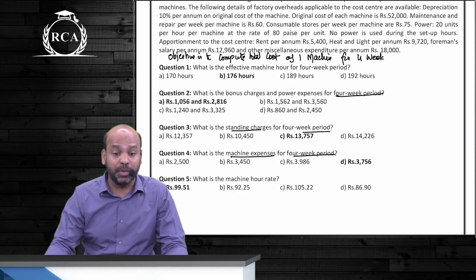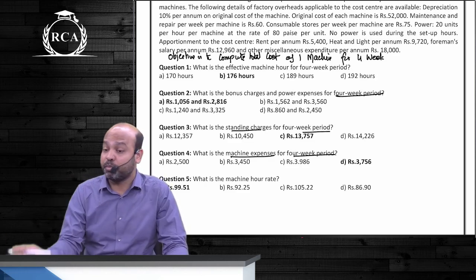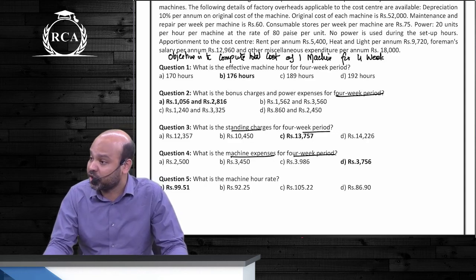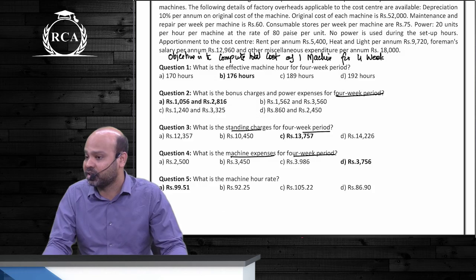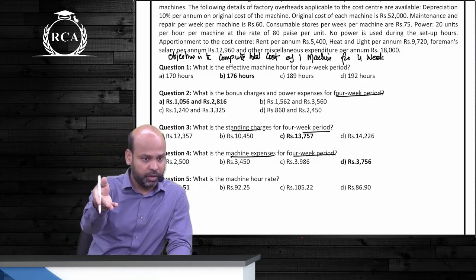I told you, if depreciation is based on time, it is a standing charge. Only if it is based on the number of units or the number of hours for which the machine is being operated, it comes under running charge. So frankly speaking, depreciation should come as a part of standing charge only.